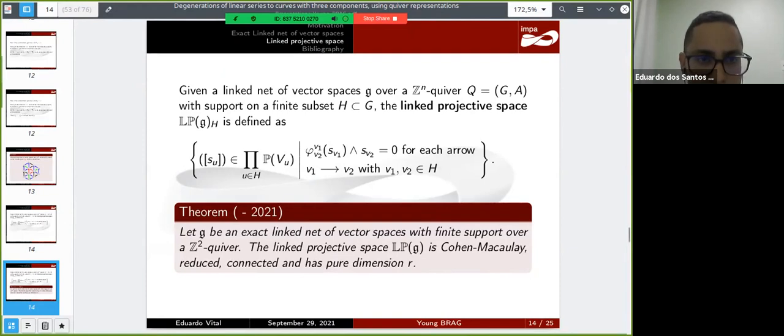Observe that here the LPG depends on H, all right? Here you did not put H because when H satisfies some condition, not very difficult, a simple condition, this LPG does not depend on H. So there's a huge set of supports which give us the same LPG. Because of that, you do not write H here.